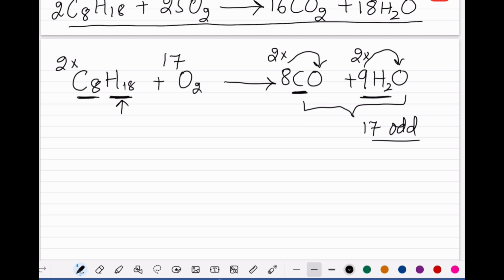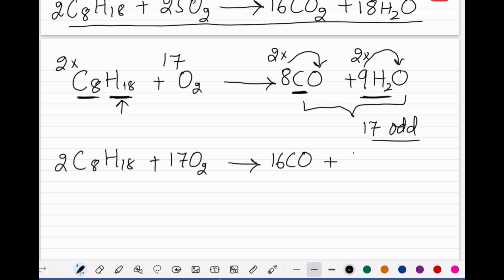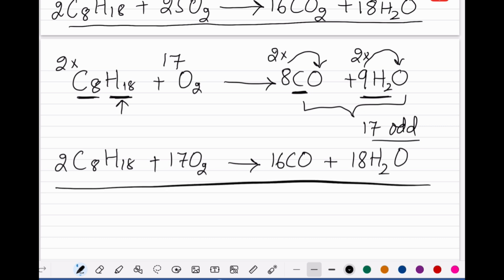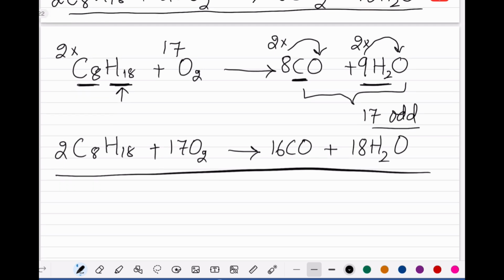Now write down the final balanced equation. It becomes 2C8H18 plus 17O2 makes 16 carbon monoxide plus 2 into 9, 18 H2O. So this is the balanced equation for the incomplete combustion of octane.